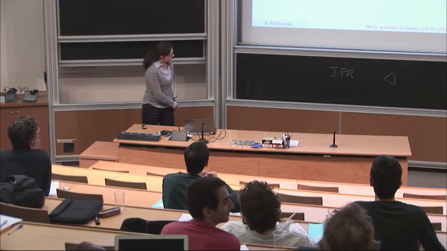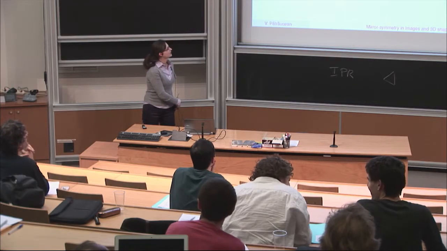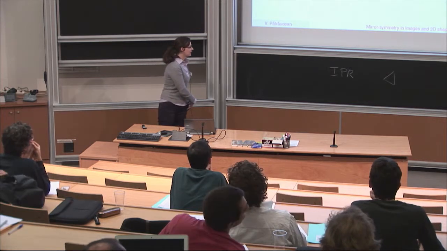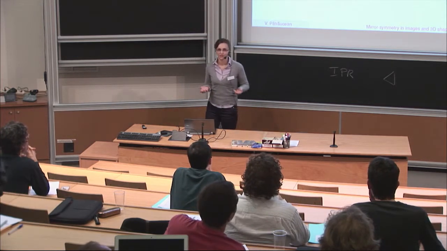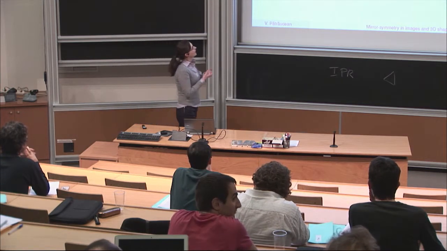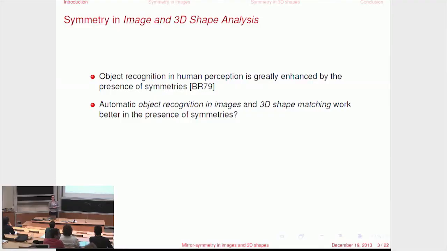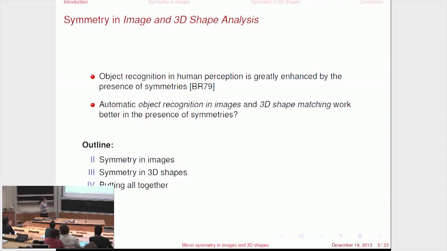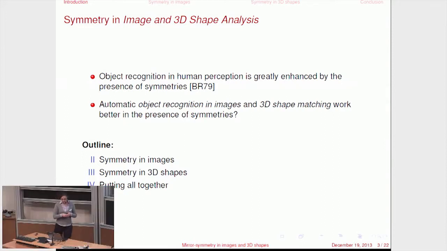Several psychophysical studies have shown that humans are better at recognizing objects when the objects are symmetric. So the question that I would like to look at today is, how do automatic methods work when we have symmetries? Do they work better or not? Next, I will have a look at some aspects about symmetries in images, then symmetries in 3D shapes. And in these two parts, I will briefly mention some recent works that we've done on these topics. And then I will try to put it all together in a possible application.